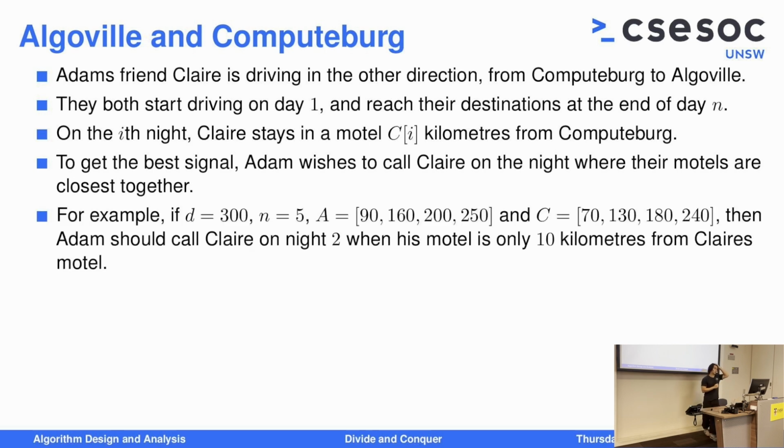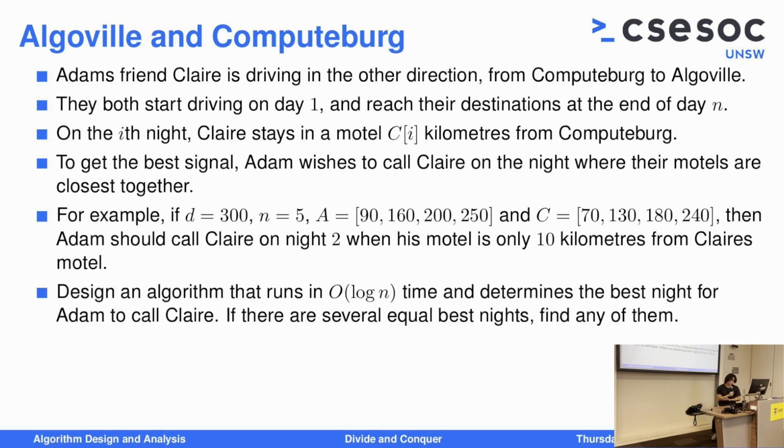So for example, we have Adam once again with the same hotels, and now Claire has motels at 70, 130, 180, 240, and this is distance from Computer, from the outside. Adam should call Claire on night 2, when his motel is only 10 kilometers from Claire's motel. Design an algorithm that runs in O(log n) time and determines the best night for Adam to call Claire. If there are several equal best nights, find any of them. Does anyone have any ideas about how to do this?